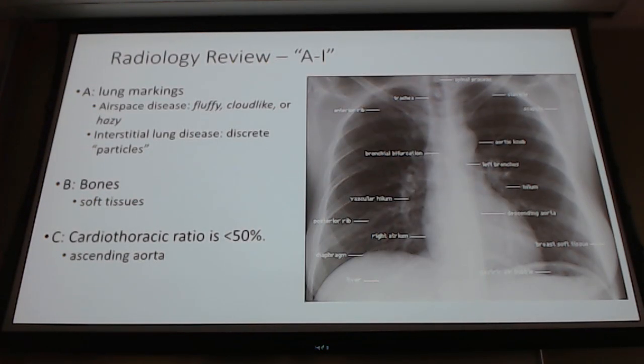All right. Everybody remembers lung markings. Fluffy, cloud-like, daisy: you're going to have interstitial lung disease. You're going to have more particles. It's an airspace. Fluffy, cloud-like, daisy. Bones are going to be more white. Air is black. That cardiothoracic ratio we want to be less than 50% of the entire chest. So if you remove this heart, it's less than 50% of the chest cavity.